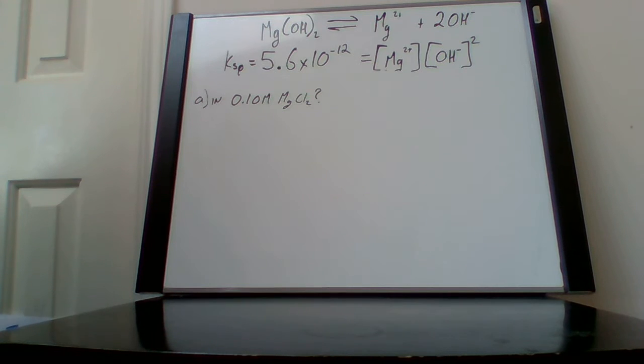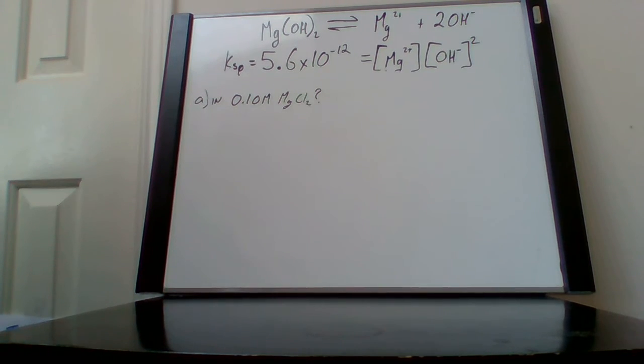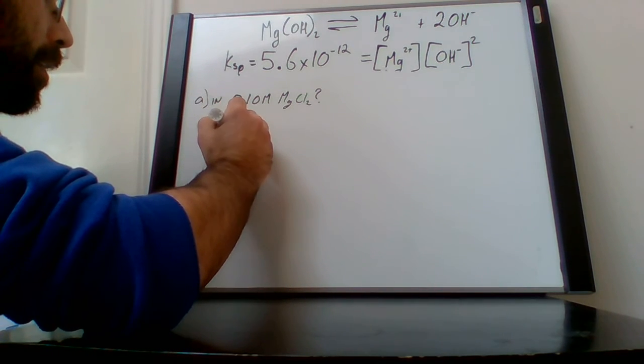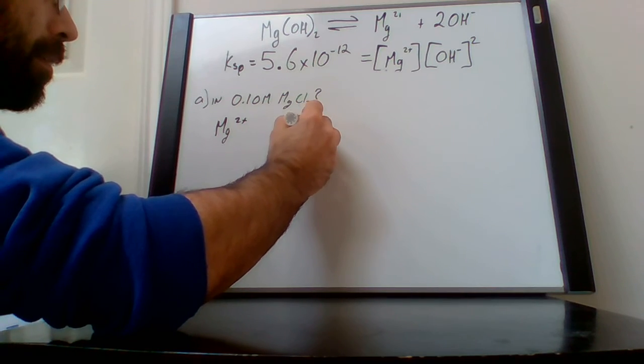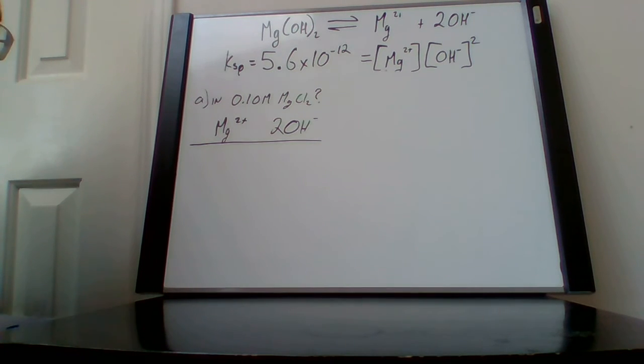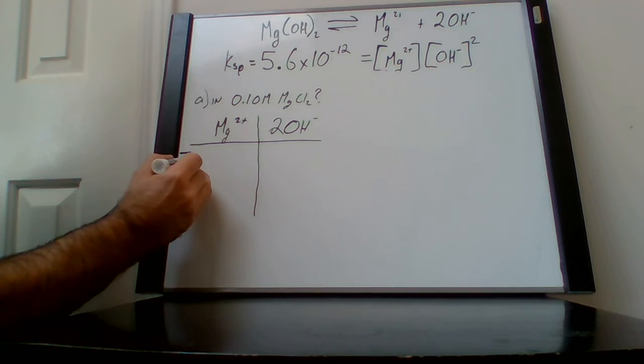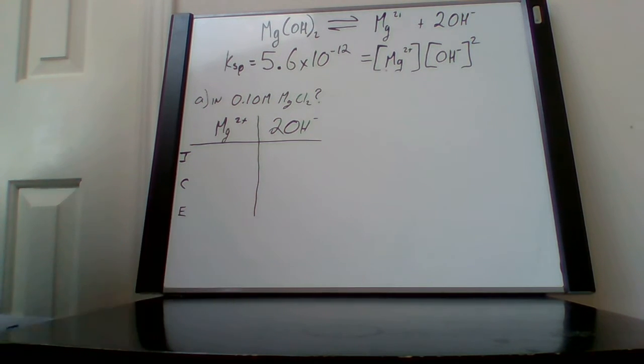Now magnesium chloride is a halide, so we know that it is fully soluble at these concentrations. To solve this problem, we need to take a look at this as an ICE chart, but a slightly different ICE chart in this situation. I'm only looking at those ions, right? Those are the only things in the solution that I'm worried about. And once again, this is that ICE chart.